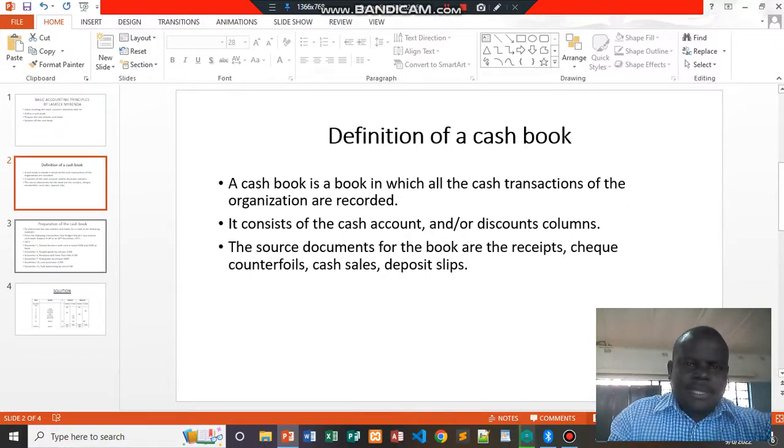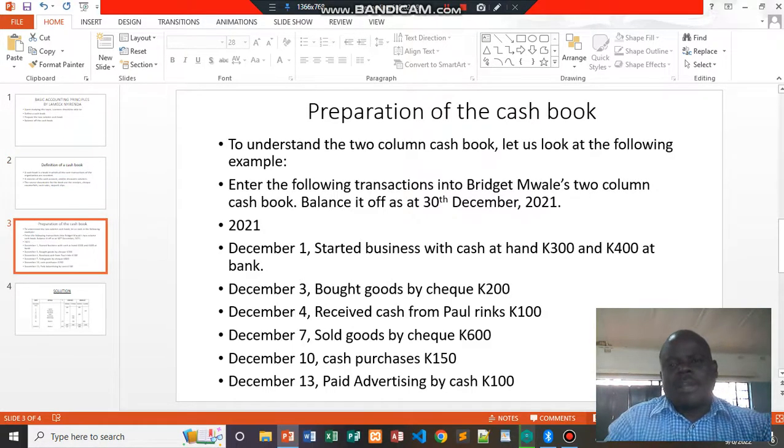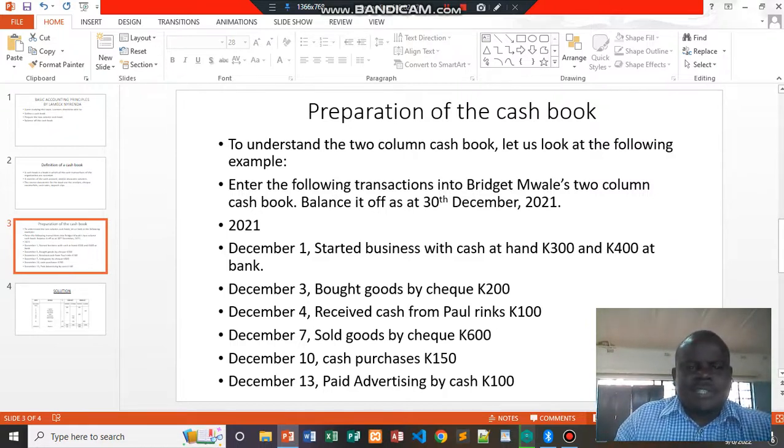To have a deep understanding of what a cash book is, we have an example specifically looking at the two-column cash book. It says, enter the following transactions into Bridget Marley's two-column cash book. Balance it off as at 30th December 2021. The first transaction took place on 1st December: started business with cash at hand, 300 kwacha, and 400 kwacha at bank.